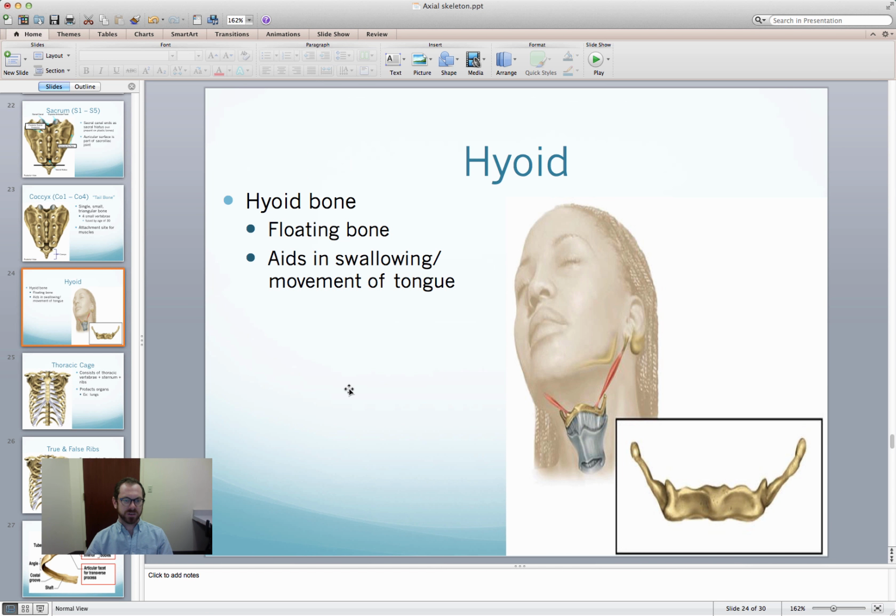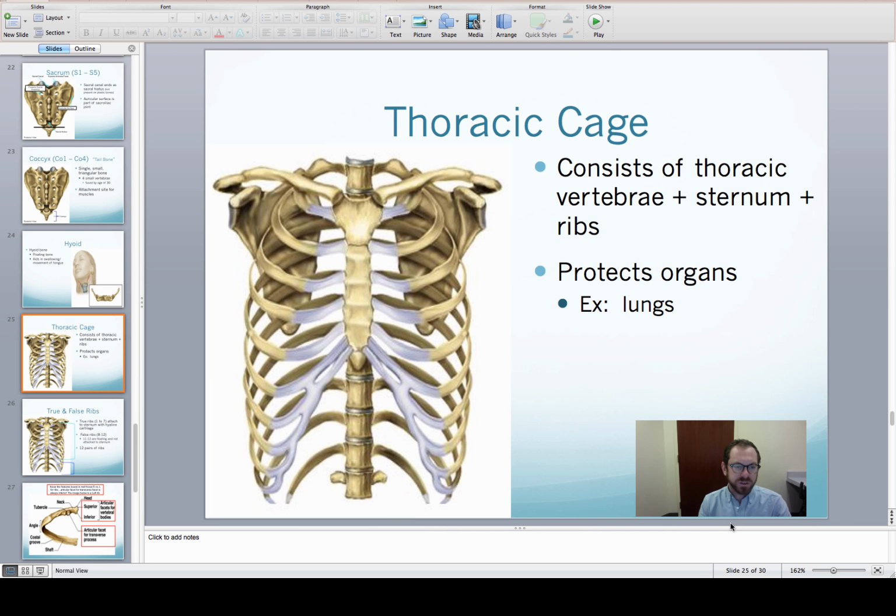We're kind of switching gears now, and we're talking about the hyoid bone. And the hyoid bone is found in the superior portion of your neck, and we call this the floating bone. And we call it that because this is a very unique bone in that it has no bony attachments. The only thing that this bone is attaching to are muscles and cartilage.